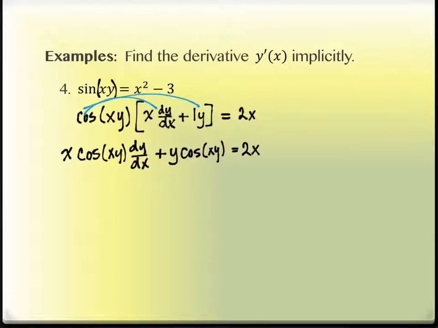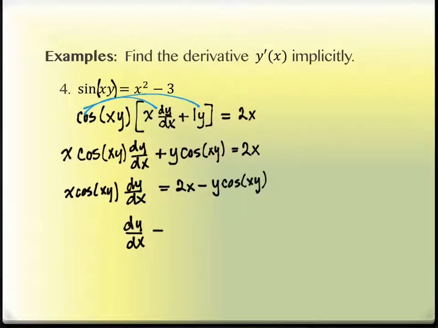The piece that doesn't have dy dx now can move to the other side just fine. So I've still got here x cosine xy dy dx, and then this would equal 2x minus y cosine xy. And then what will we do? Divide. Yeah. So dy dx would equal 2x minus y cosine xy over x cosine xy.